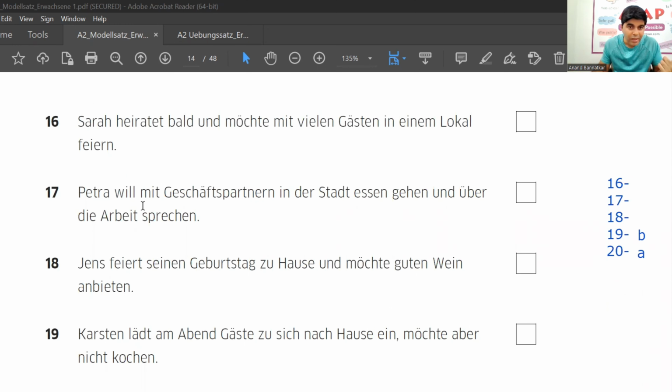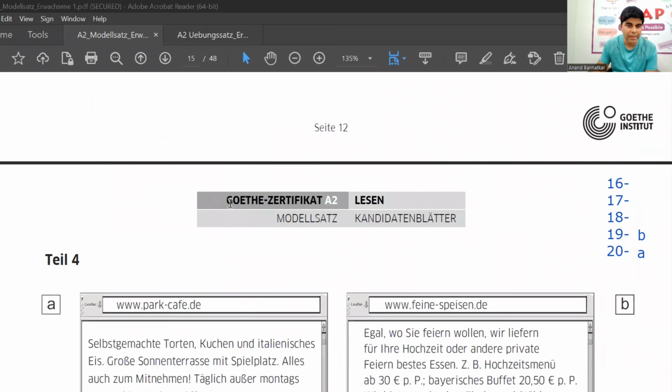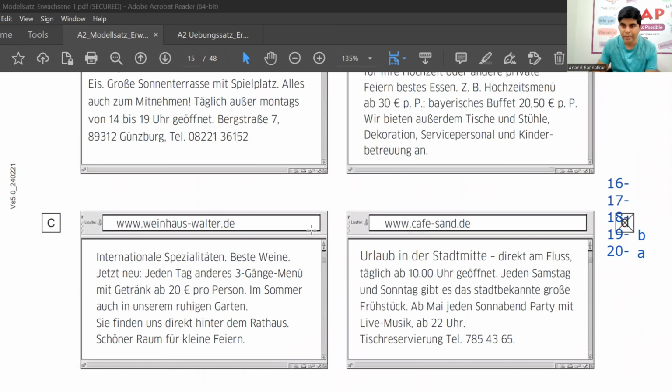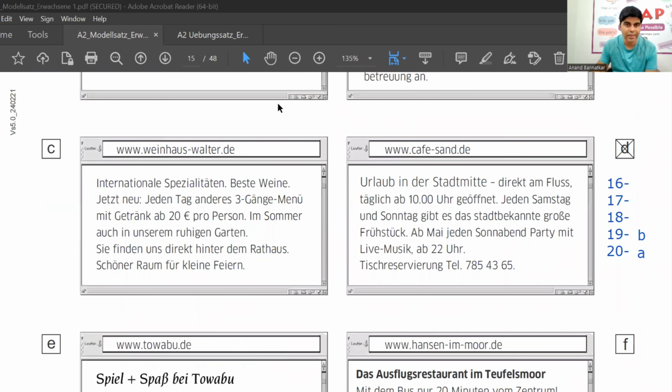Okay, Petra, 17 number. Petra will Geschäftspartner in der Stadt treffen, essen gehen und über die Arbeit sprechen. She wants to go in the city for food. So 17 number, what is that answer? 17 number? So C goes to 17. Okay, next.